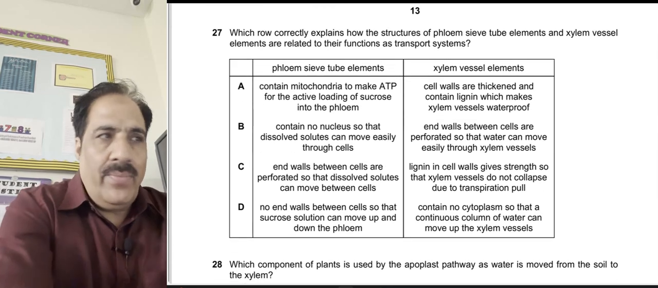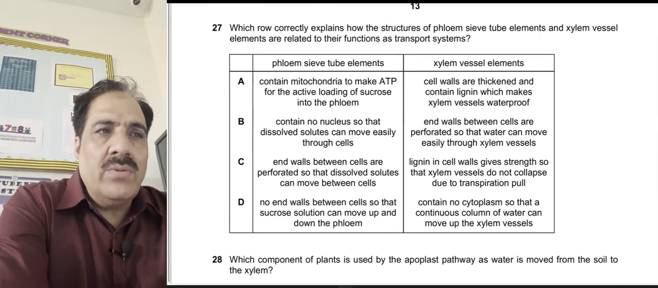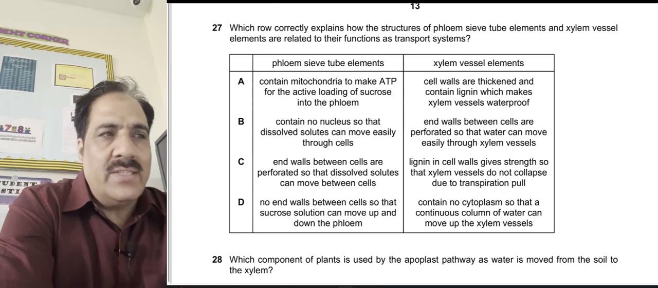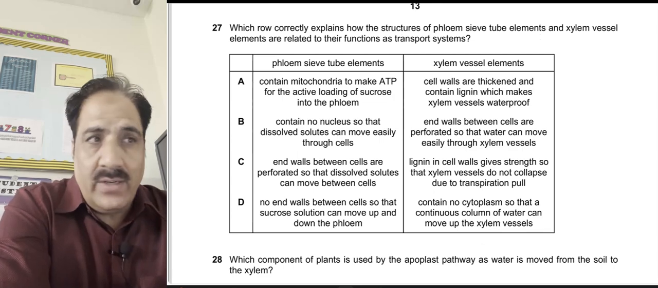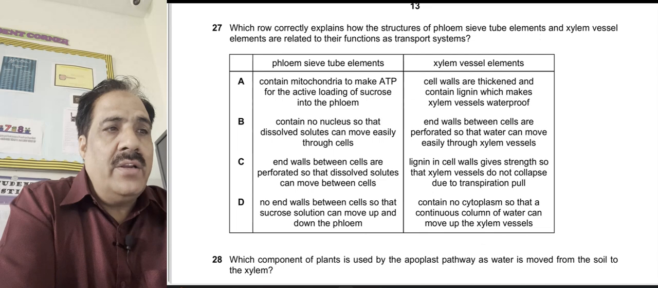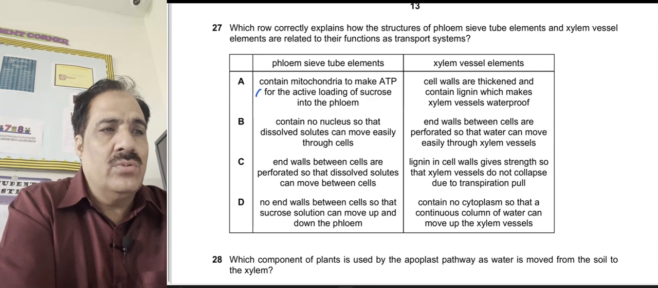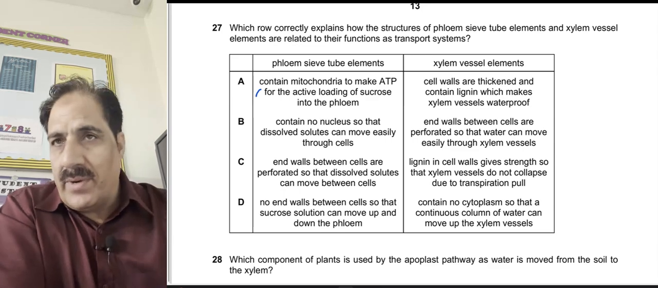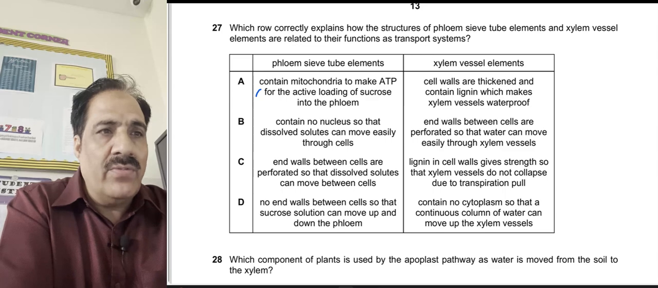Question number 27. Which row correctly explains how the structure of phloem sieve tube elements and xylem vessel elements are related to their function at transport system? Contain mitochondria to make ATP. They don't contain mitochondria for the loading of sucrose. So actually mitochondria are present in the companion cell, not in the phloem sieve tube.